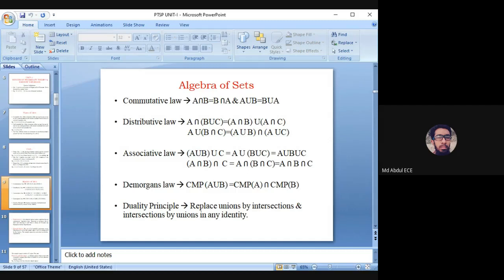Next is the algebra of sets. In this slide I'm showing you different types of laws: commutative law, distributive law, associative law, De Morgan's law, and duality property. The first three laws you know already. The fourth law is De Morgan's law. De Morgan's law states that the complement of A union B, whole bar, is equal to A bar intersection B bar. Similarly, the complement of A intersection B, whole bar, is equal to A bar union B bar. Next, coming to the duality principle: it is replacing unions by intersections and intersections by unions.